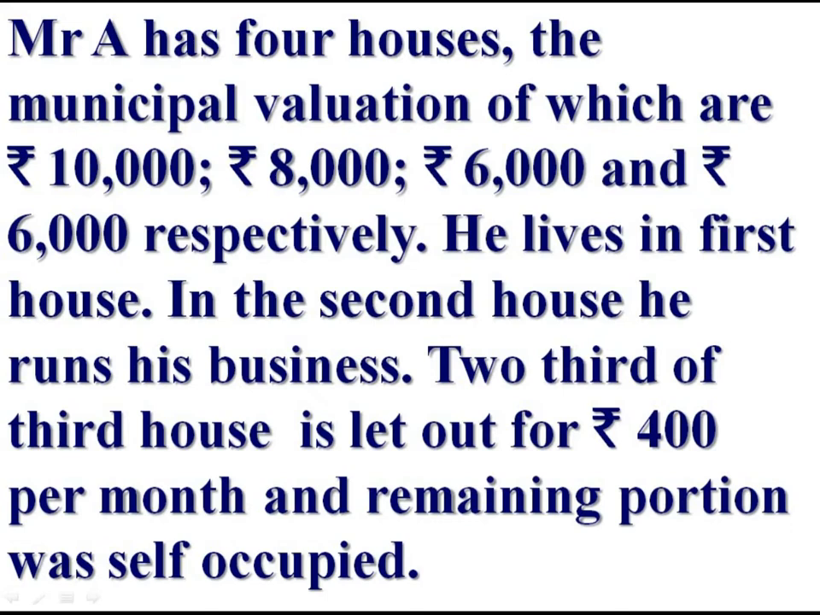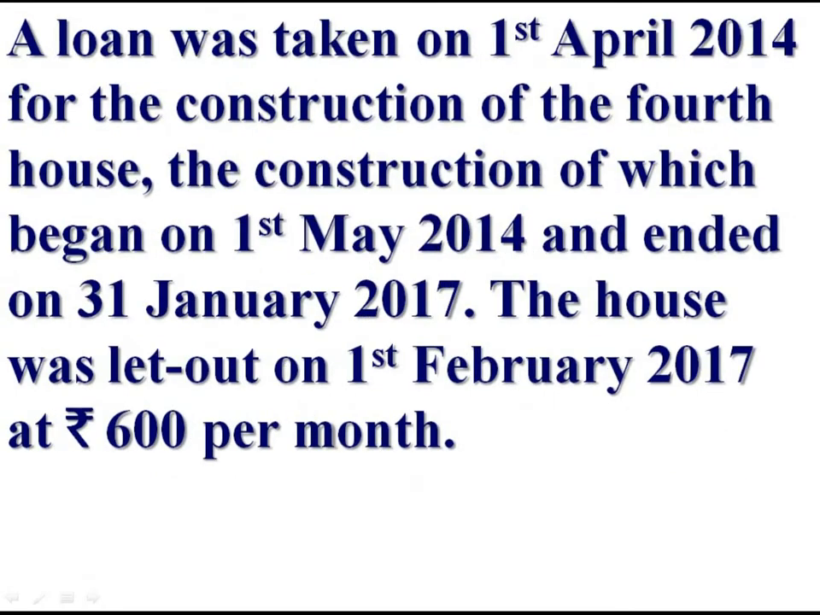He lives in the first house. In the second house he runs his business. 2/3 of the third house is let out for rupees 400 per month and the remaining portion was self-occupied. A loan was taken on 1st April 2014 for the construction of the fourth house. The construction began on 1st May 2014 and ended on 31st January 2017. The house was let out on 1st February 2017 at rupees 600 per month.